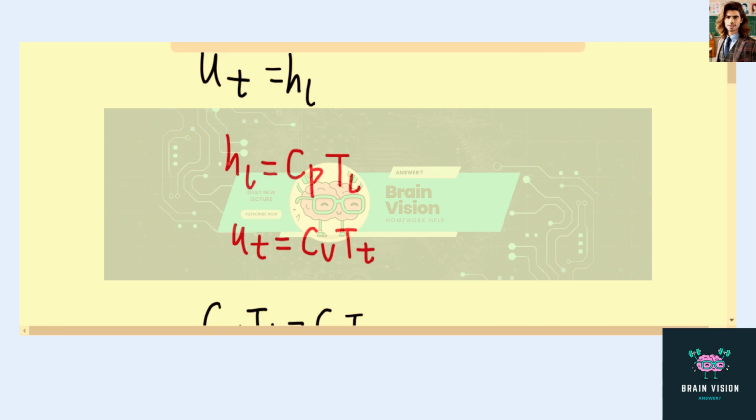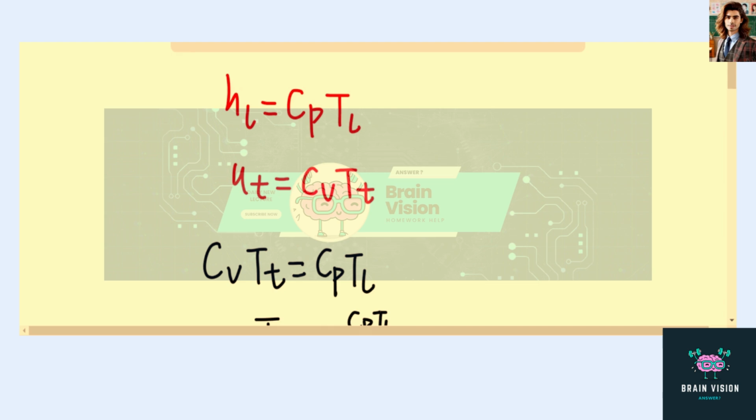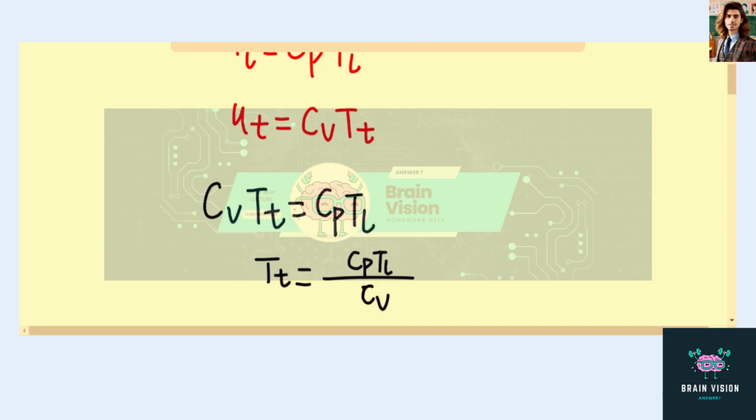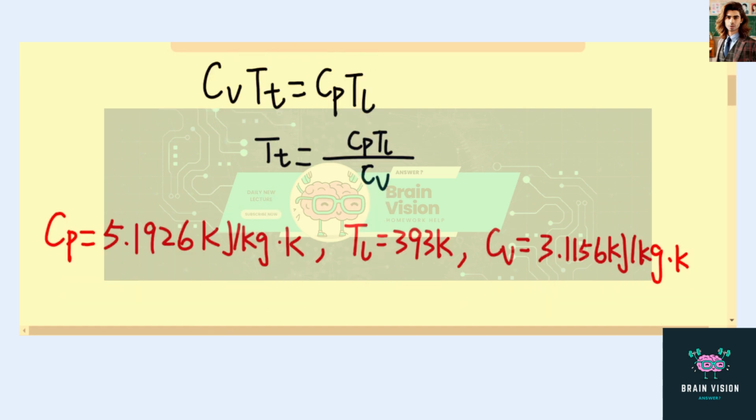Okay. So we know HL can be expressed as Cp times TL. Cp is the specific heat for the helium at constant pressure, and TL here is the temperature in the supply line. And UT can be expressed as Cv times TT. Cv is the specific heat for the helium at constant volume, and TT is the temperature we're looking to determine, which is the final temperature of the helium in the tank. So now we can plug back into the equation. We have CvTT is equal to CpTL. So therefore, TT can be equal to CpTL over Cv.